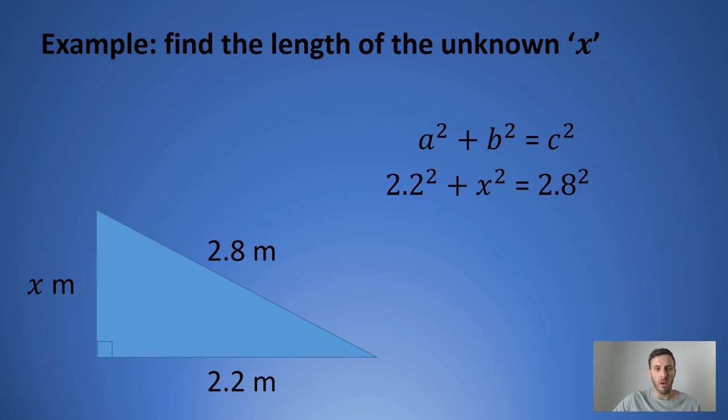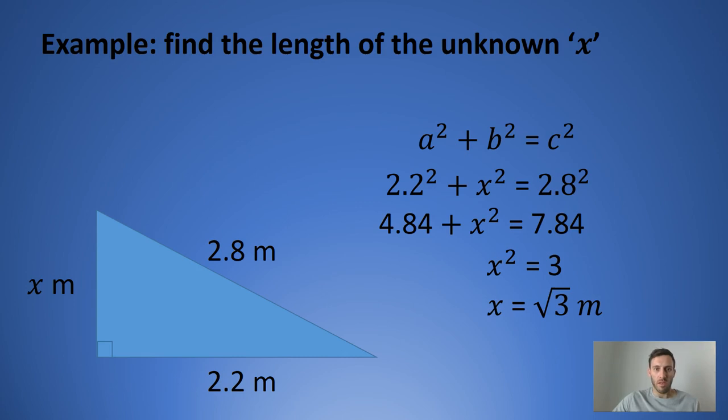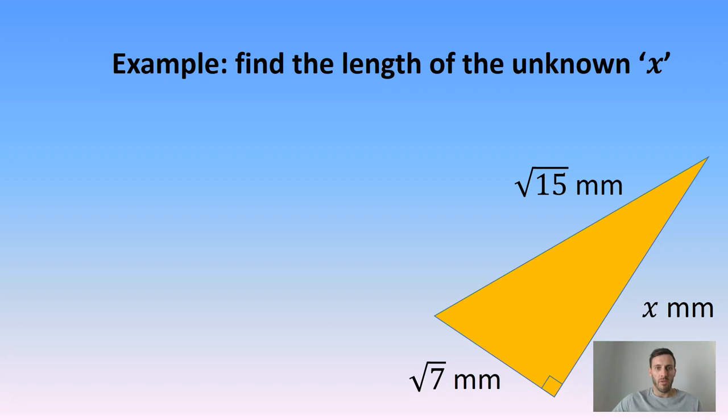Now c always represents the hypotenuse, that's the length of the side opposite the right angle in this triangle, which is 2.8 meters. So we can square those, and we get 4.84 plus x squared equals 7.84. Now we take away 4.84 from each side, and we get x squared equals 3, and we square root both sides, and we get x equals root 3 meters. We're going to leave that in surd form today, and you're more than welcome to do that for these types of problems.